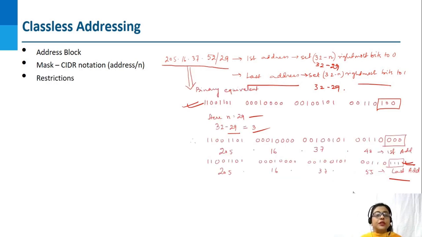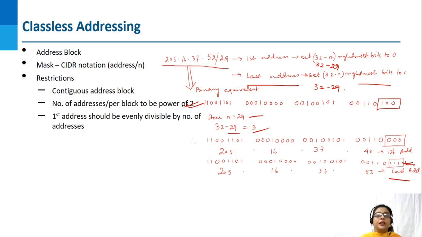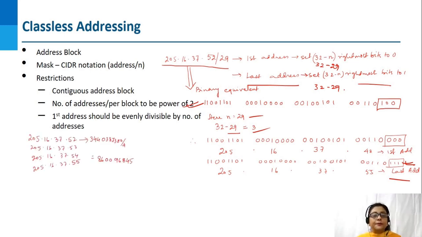There are some restrictions imposed on classless addressing. The address block should be contiguous in nature. The number of addresses per block should be a power of 2. The first address should be evenly divisible by the number of addresses. Let's see this with an example. The address block is 205.16.37.52 up to 205.16.37.55. There are 4 addresses in this block, and it is a contiguous block because it runs 52, 53, 54, 55.